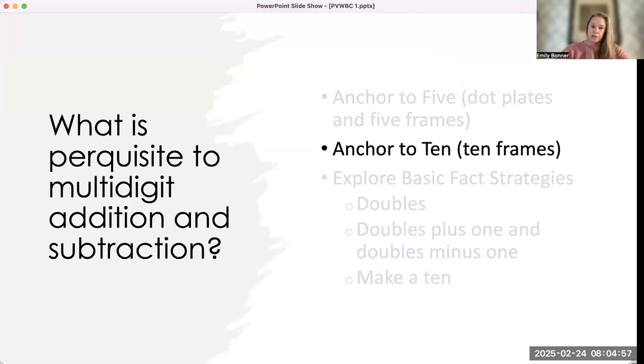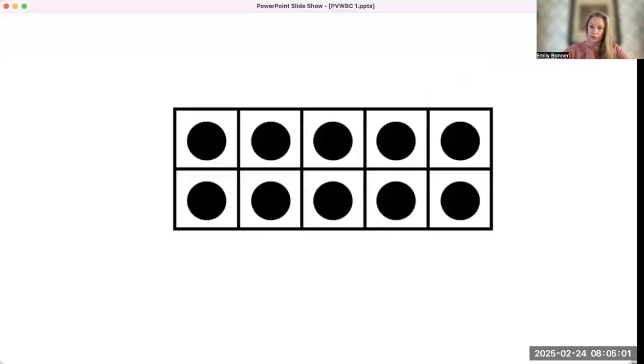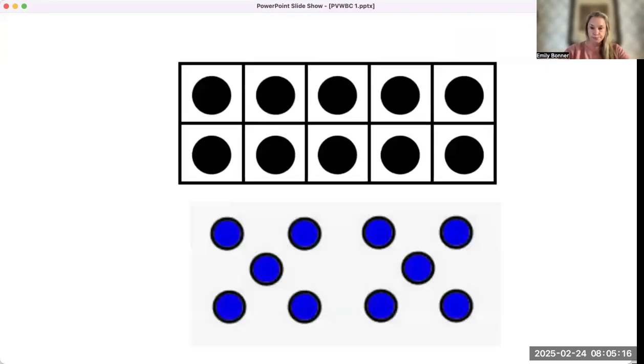Okay, so the next step in this is anchoring to 10. So same idea, right? So now we're going to be using a 10 frame. So same idea, anchoring to 10 and knowing that a full 10 frame is 10 is one way of subitizing. So I'm going to show you a few more examples here, and we're going to be doing the same thing. So just in your head, saying what number you see. Okay, so this one, again, we have 2 5s. So hopefully you saw that was 10 right away as a conceptual subitizing task.